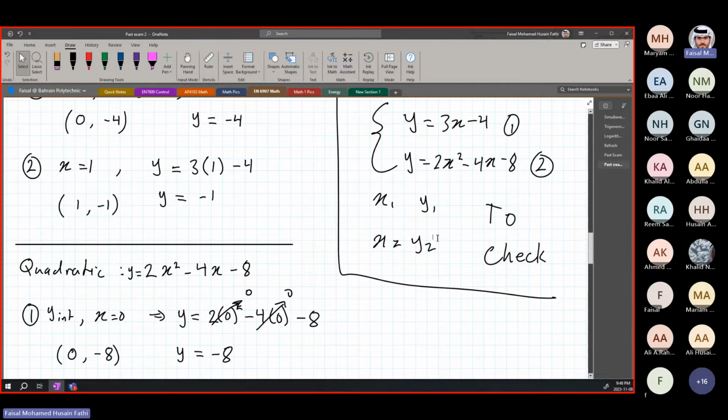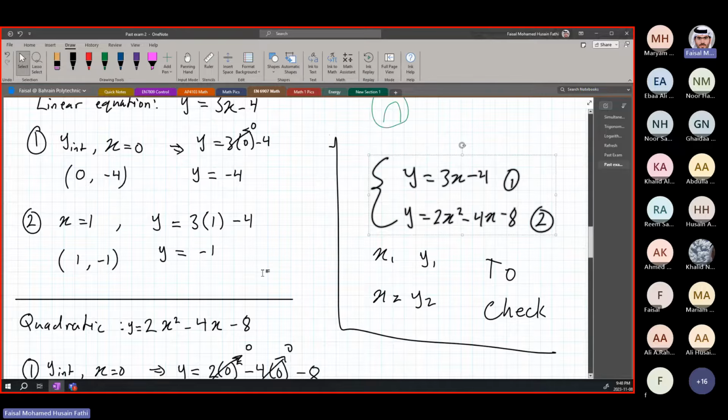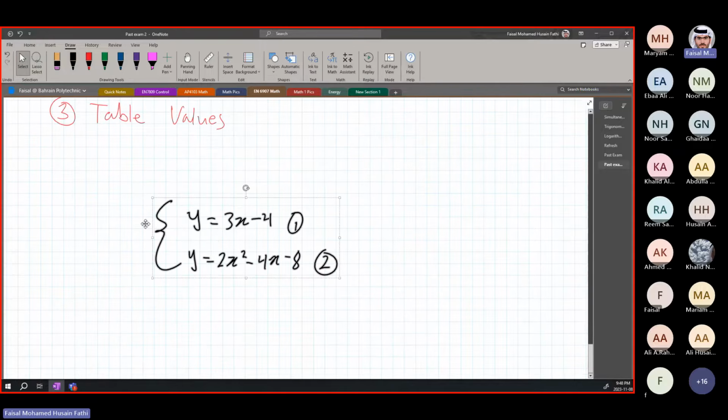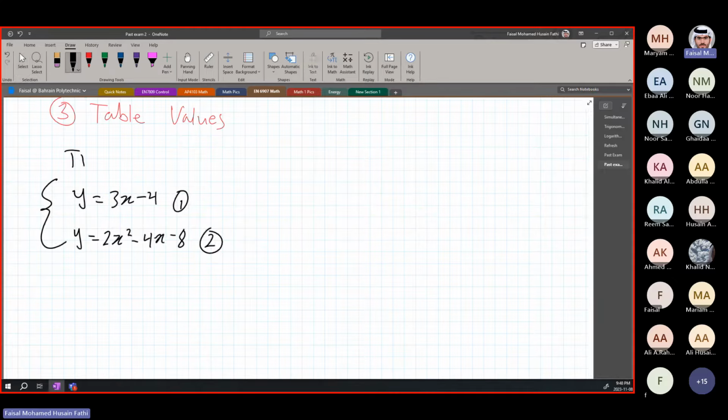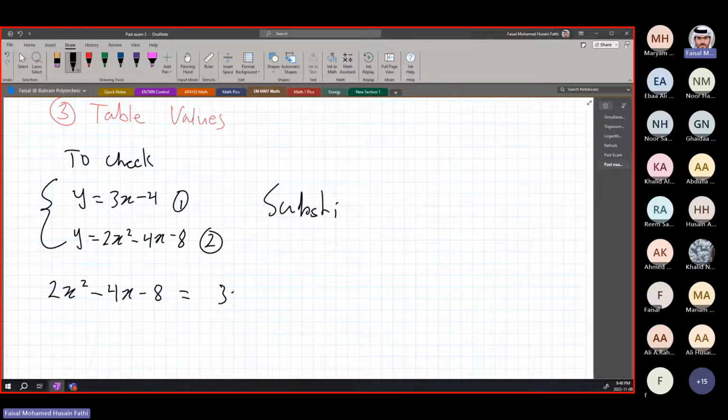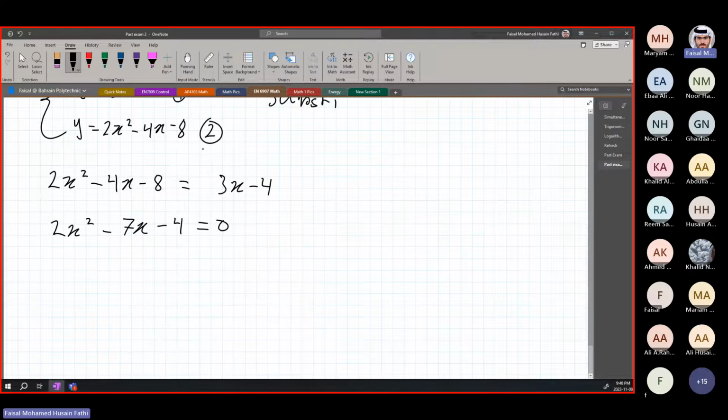To check, let's do the check super quickly. It doesn't need much, and I will use the substitution method to solve these simultaneous equations. This is just, again I repeat, to check. Okay, if we do 1 and 2 substitution, they are both y, so 2x squared minus 4x minus 8 is equal to 3x minus 4. Y is equal to y, so this has to be equal to this. Simplify it, it's going to be 2x squared, minus 4 minus 3 is minus 7x, minus 8 plus 4 is minus 4, equal to 0. And then x1, x2, what are they equal to?